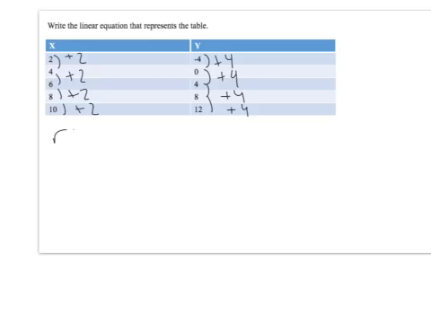Then we're going to find our rate of change. So the pattern in our range, which is 4, divided by the pattern in our domain, which is 2. So 4 divided by 2 is 2.